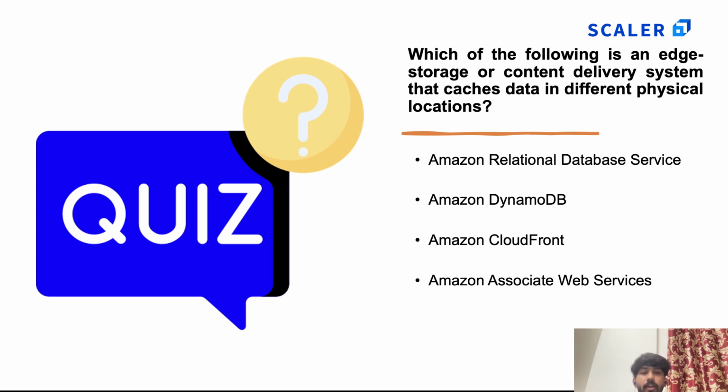So I'll repeat it again. Which of the following is an edge storage or content delivery network that caches data in different physical locations? So is it RDS or DynamoDB, CloudFront, or associate web services? If you know the answer, put it in the comment section.